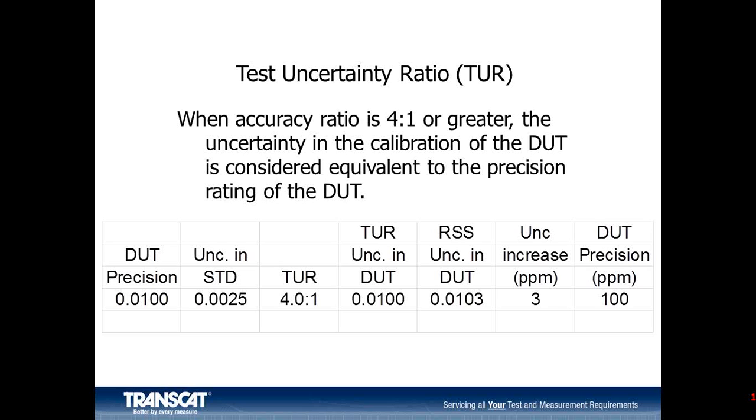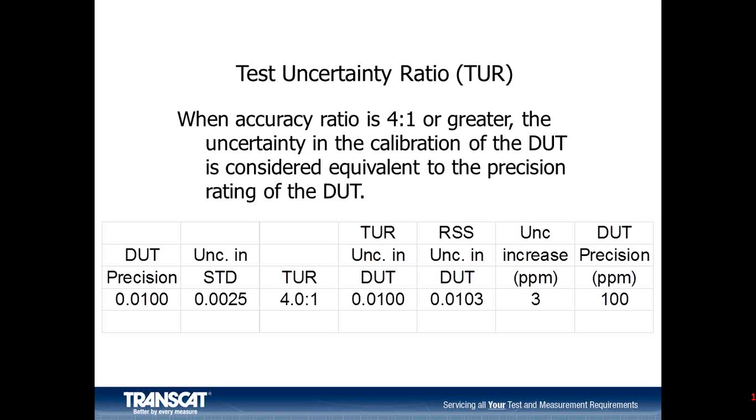Here's a table to help describe that. On the left-hand side is a representation of the performance of the device under test, the precision, linearity, repeatability, etc. Next to that is the uncertainty in the standard, including its precision and its traceability. And there's a ratio between those two of 4-to-1. So then, according to this 4-to-1 test uncertainty ratio guideline, it might be assumed that this 0.01 precision rating of the test instrument is an adequate representation of the uncertainty in its calibration.